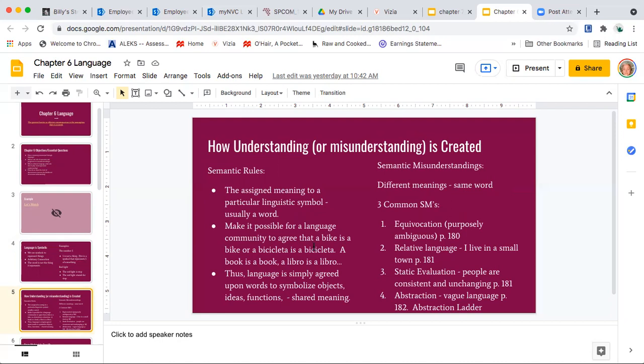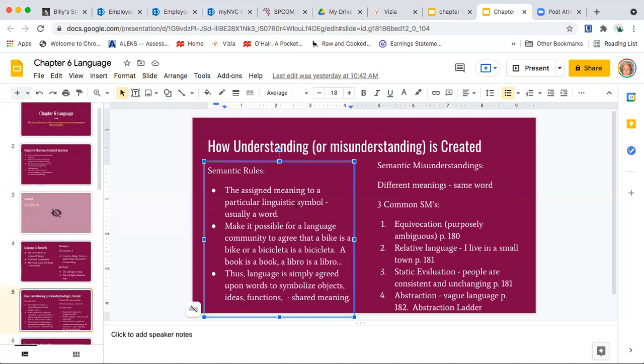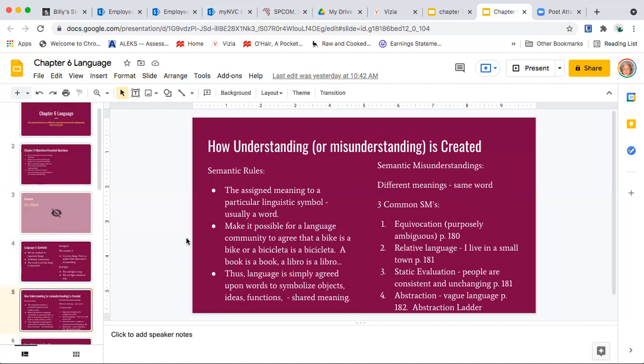Okay, and here's some ways in which that can happen. So first, let's understand the semantic rules. So what are they? The assigned meaning to a particular linguistic symbol, usually a word, okay? It makes it possible for a language community to agree that a bike is a bike, or in Spanish, a bicicleta is a bicicleta, right? And for us, a book is a book, like your textbook, right? And or in Spanish, el libro is a libro, right? Thus, language is simply agreed upon words to symbolize objects, ideas, functions, and shared meaning, okay? And then that's the semantics.